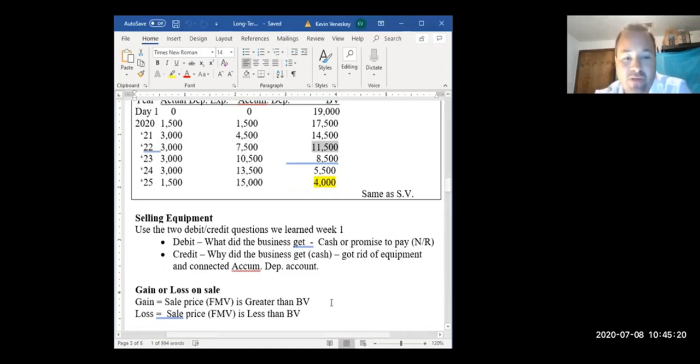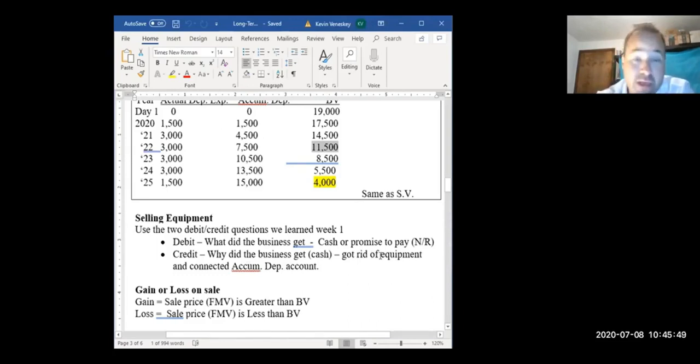So when you do sell a vehicle, the debit and credits are going to be, just ask yourself the same questions. What did the business get when you sold the vehicle? Well, you probably got one of two things. You either got money or a promise for the money later. And then your credit, why did I get the money? Well, you got it because you got rid of your equipment. So you're going to credit your equipment account.